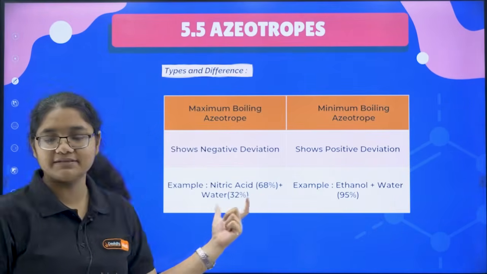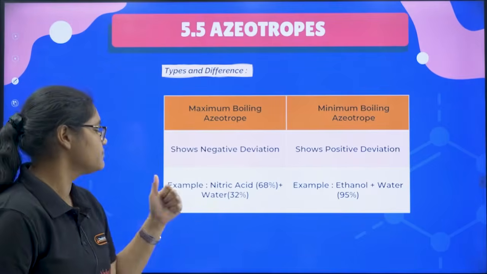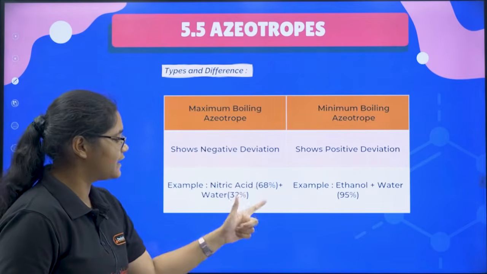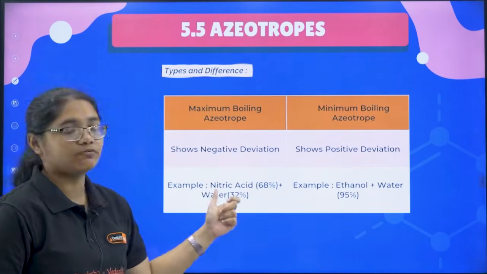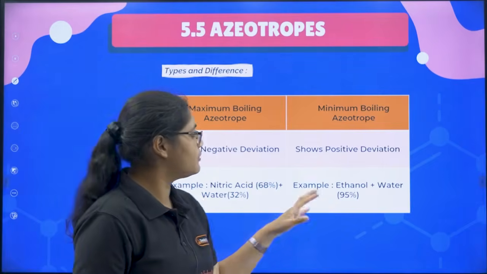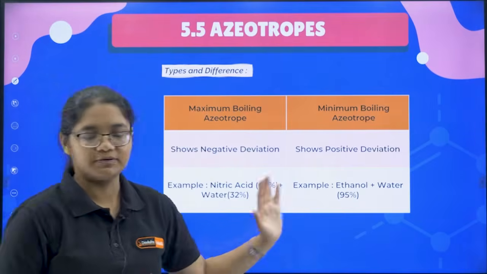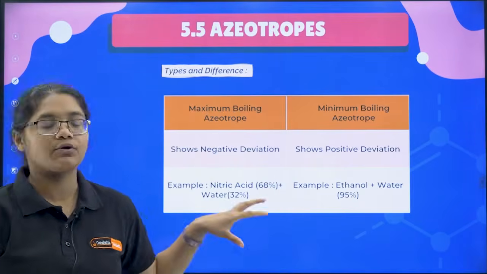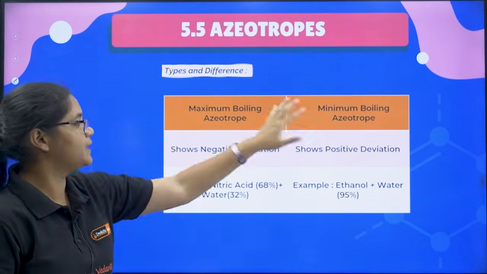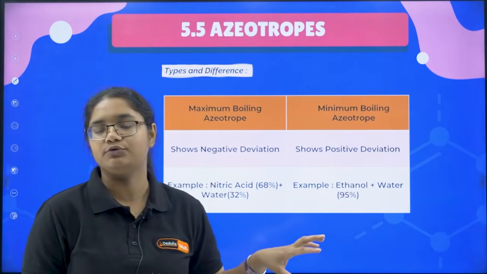These two examples are very, very important, which you should remember. For maximum boiling, we have nitric acid 68% and water 32%, and for minimum boiling you have ethanol 95% and water 5%. If you take this particular composition and concentration, then you will have this type of azeotrope.